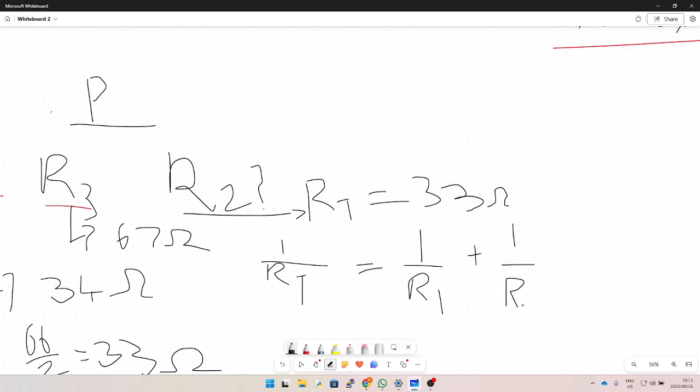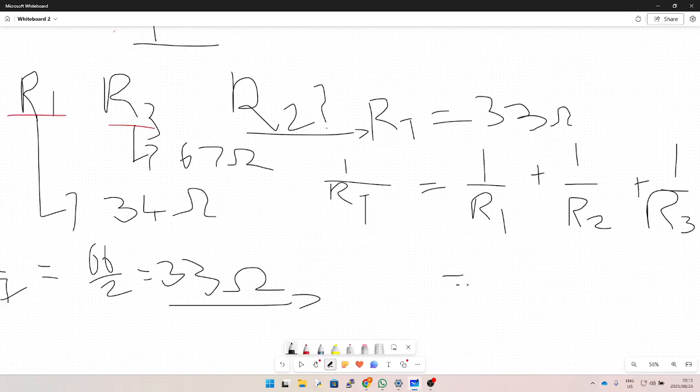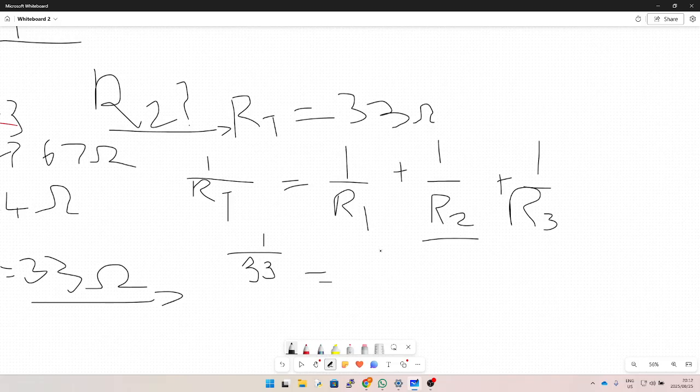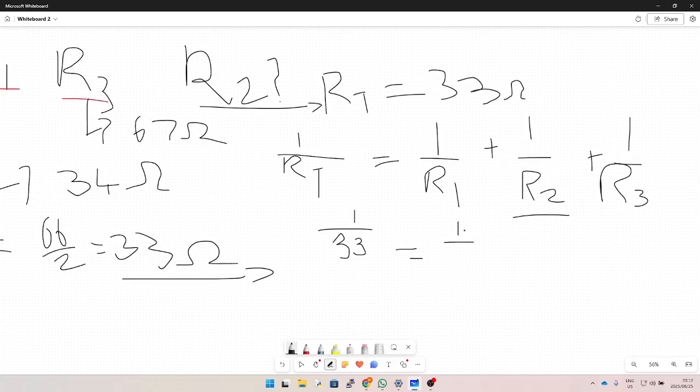Right. So it's 1 over R total. Now, here's the key thing, right? We don't know what our R2 is. Very complex. Yes, Kian, relax, breathe. You have a question? No, I just wanted to ask, would we substitute in 33? Yes, under your R total. Okay, and then which 60. Yes.